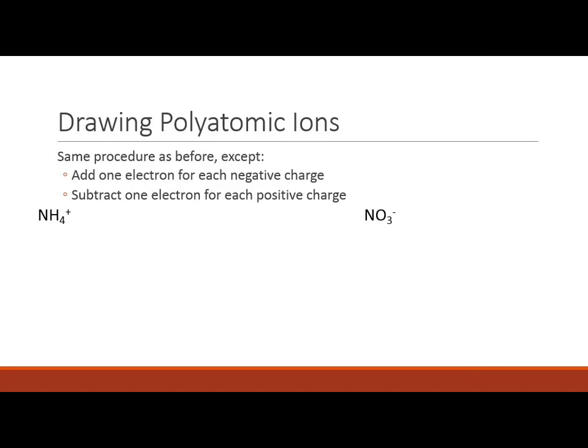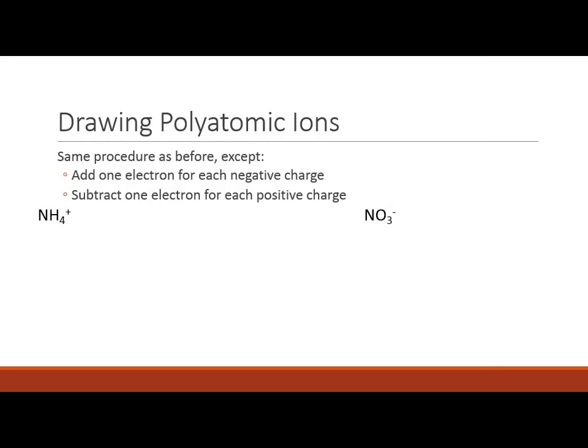So hopefully you feel pretty comfortable with drawing some neutral molecules. Now let's try throwing a curveball at you. We're going to actually draw some polyatomic ions. Now remember, a polyatomic ion is simply a group of atoms that has an overall charge. So something like the ammonium ion with a +1 charge, or a phosphate ion with a -3 charge. Turns out this is the exact same procedure as before with a couple of changes.